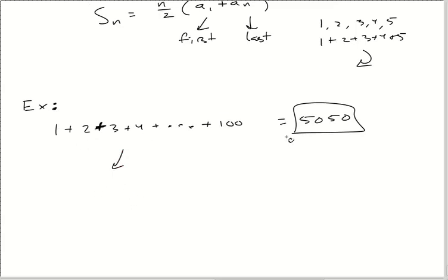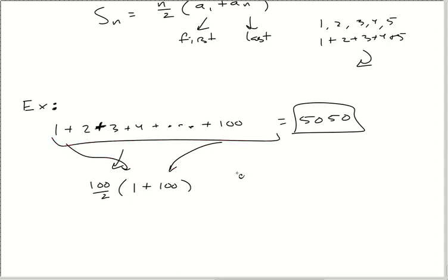So how many terms do we actually have here? 1 through 100, we have 100 terms. I'm just using this formula. 100 terms, divide by 2, and then my first number was a 1, and my last number was 100. So these get plugged in, and I said how many do we have total is 100. So that's going to be 50 times 101, and there's your answer.